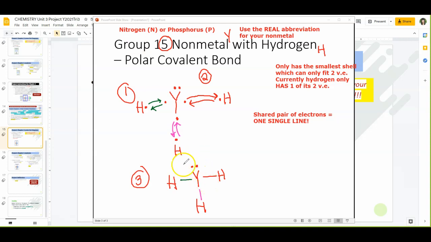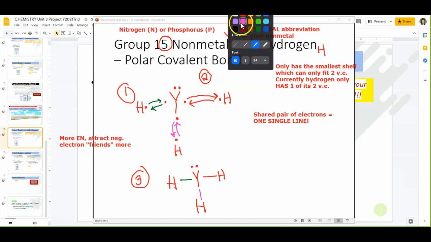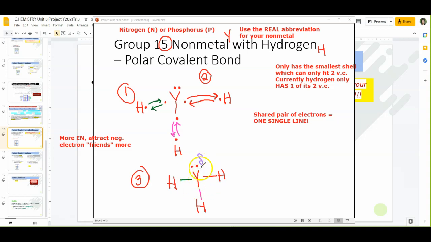So remember that our nonmetal in the middle is going to be more electronegative, which means that it is going to attract negative electron friends more. And the more you attract negative electron friends, that actually is going to make you have a partial negative charge. So we're going to draw next to our nonmetal here the delta sign, which is kind of like a curly D, with a negative sign.